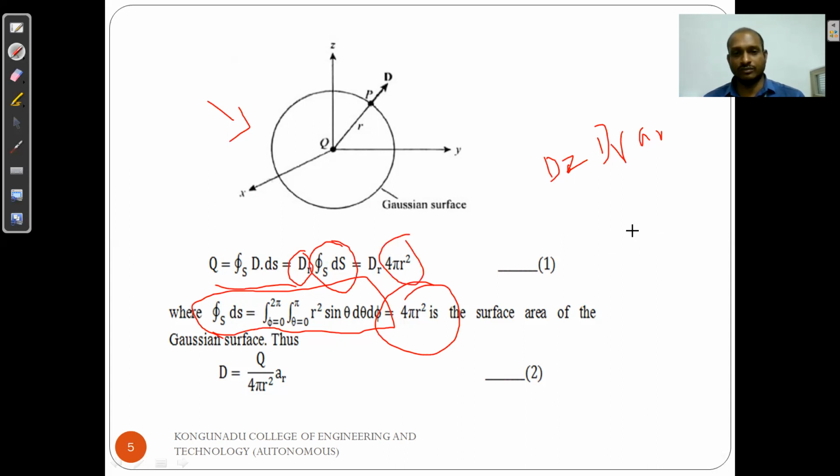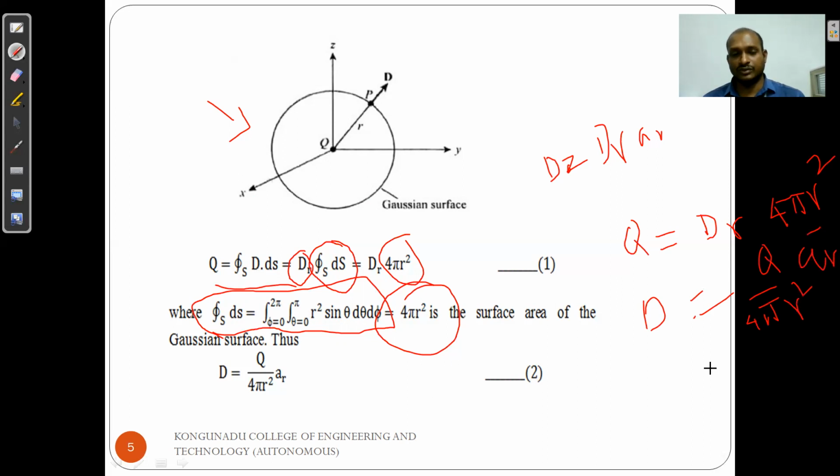So our equation becomes Q is equal to D_r into 4 pi r squared. We are simply writing D_r as D. So D is equal to Q divided by 4 pi r squared. This is the magnitude value, into a_r, the unit vector. So the electric flux density due to the point charge is D equal to Q divided by 4 pi r squared into the a_r unit vector.